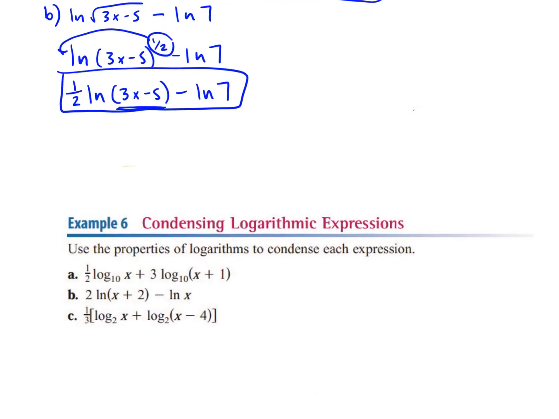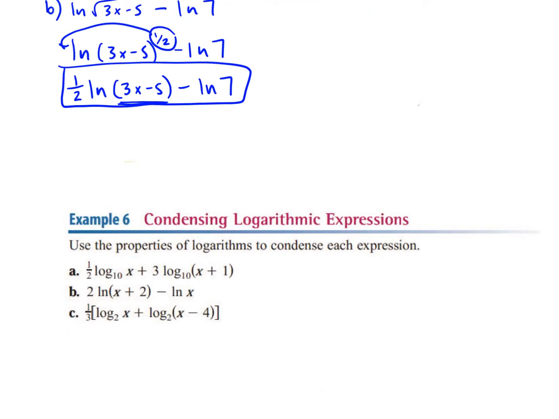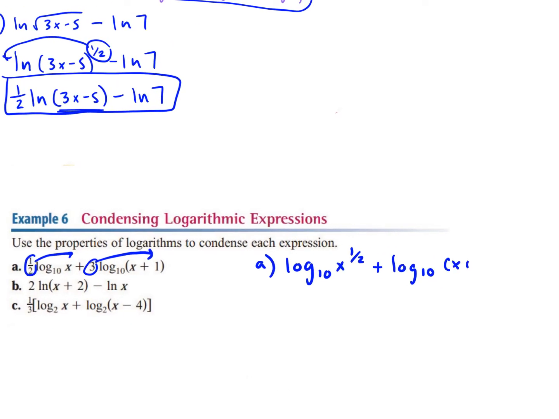Okay, example 6. Here we are condensing. So looking at A. First thing I want to do is move my exponents that I'm multiplying up top. So the reverse of what I did before. So I have log base 10 of x to the 1/2 power plus log base 10 of x plus 1 to the 3rd power.